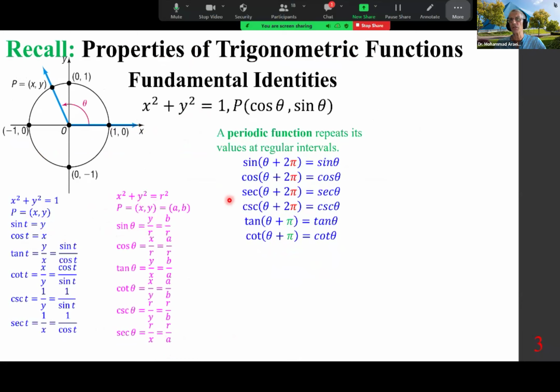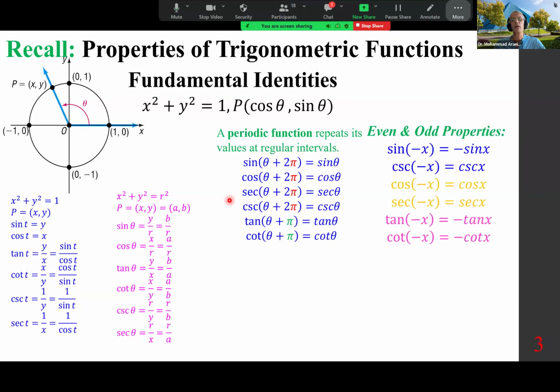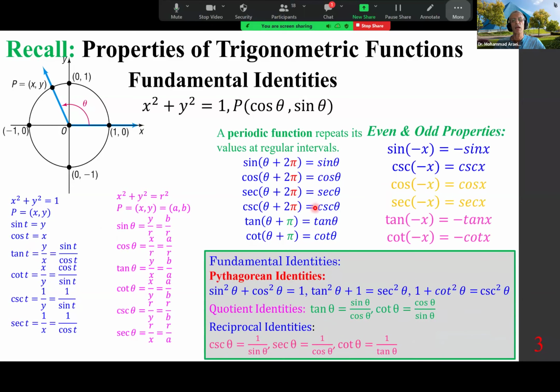Then we have periodic functions. All of them are periodic, and the period is 2 pi, except tangent and cotangent, which is pi. All of them are odd functions, except cosine, and with cosine goes secant. And these are fundamental identities, Pythagorean identities, quotient identities, and reciprocal identities we should be very comfortable with, so we can move on.